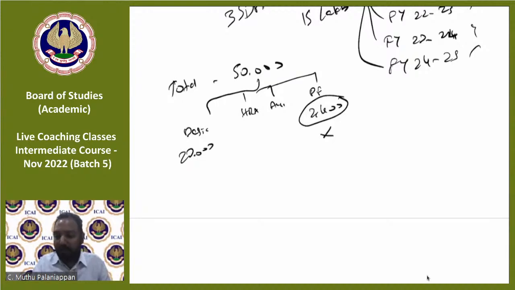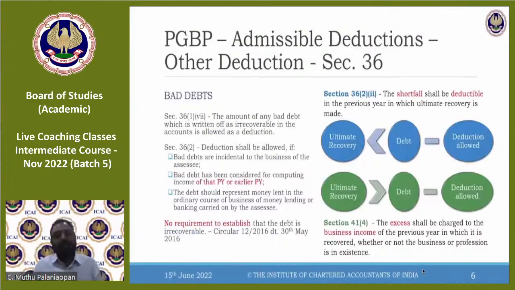Okay, so that's all the answer for this. So I'll move on to the next provision of 36. That is about bad debts. So what do you mean by bad debt? I don't need to explain you again.